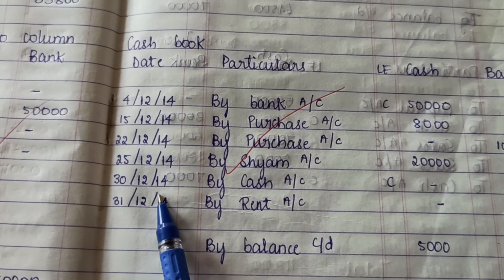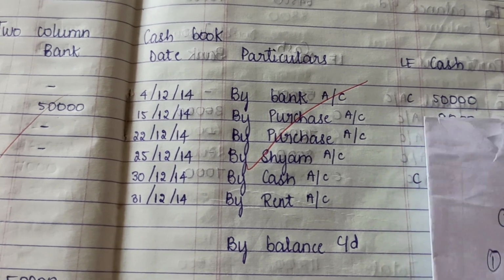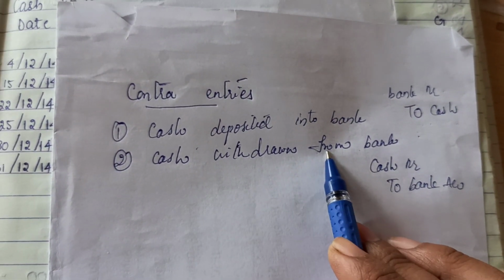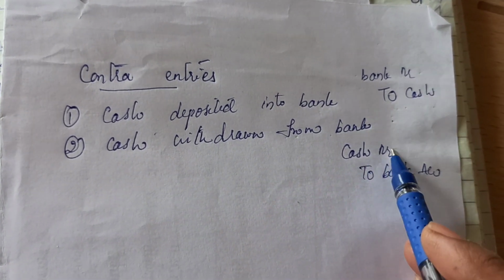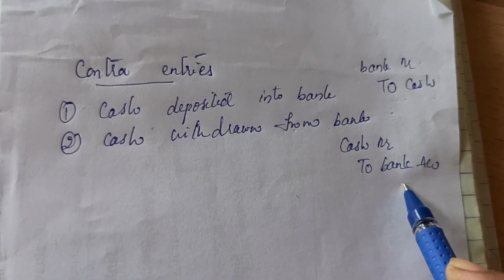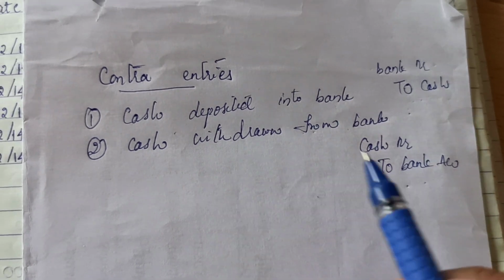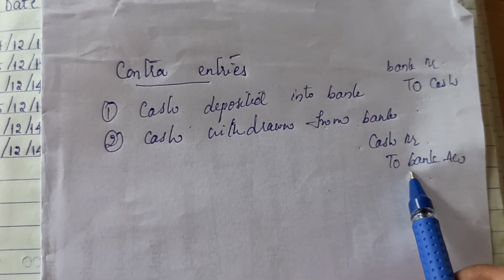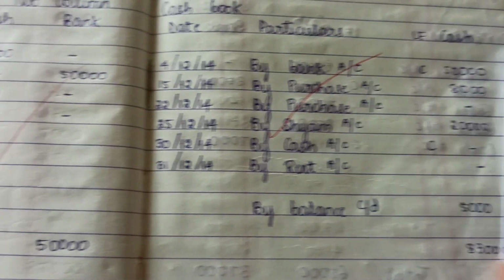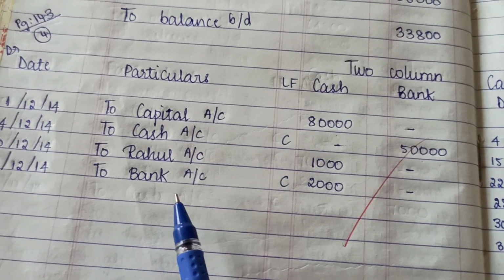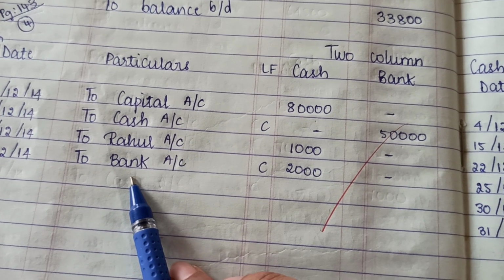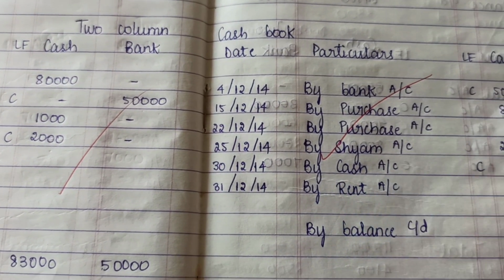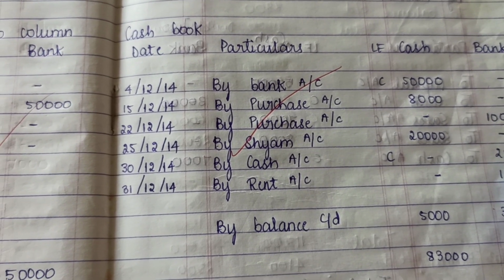Then the next date it's given again, there is one contra entry, right? Cash withdrawn from bank is given. Cash withdrawn from bank means what is the entry? Cash is coming, no? Cash account debit to bank account. Now To bank means where should we write, debit side. By cash means we should write on the credit side. The amount we should write on the opposite side, right? So that's why here it is entered as To bank account. When you write bank here, the amount should be in the cash column. When we write By cash here, the amount should be in the bank column.